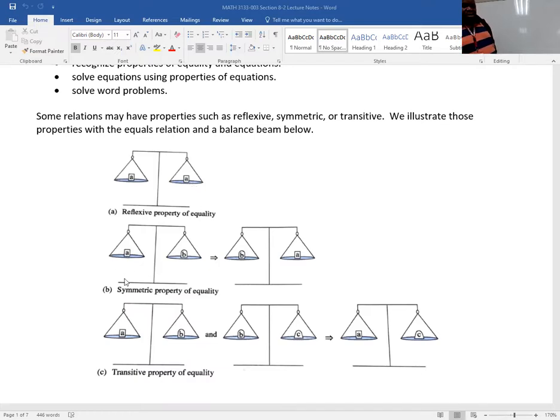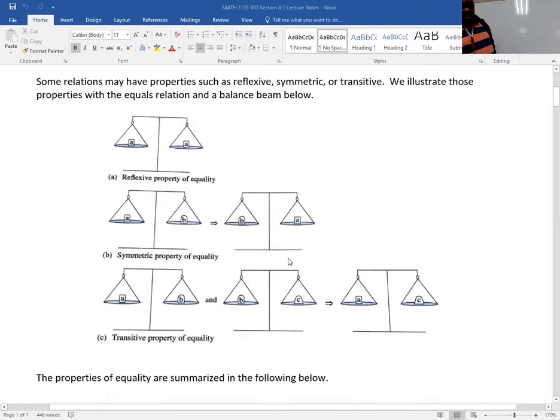The next property is the symmetric property of equality, where if I have some A equaling some B, then if I switch A and B around to get this, it's still going to be equal. A equals B is the same as B is equal to A. So like if we were to solve the equation, we get x equals 6, that's the same as saying 6 is equal to x.